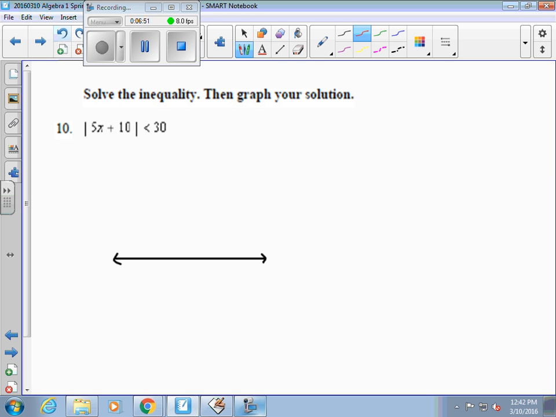So the first one, we're going to solve it twice. 5x plus 10 is less than 30. Notice that looks exactly like it's written without the absolute value symbols. The other one is going to say 5x plus 10. Nothing's changing about that. But 30 is going to become -30. And less than is going to reverse to become greater than. You have to make it negative and reverse the symbol. So now it's just two simple two-step inequalities.